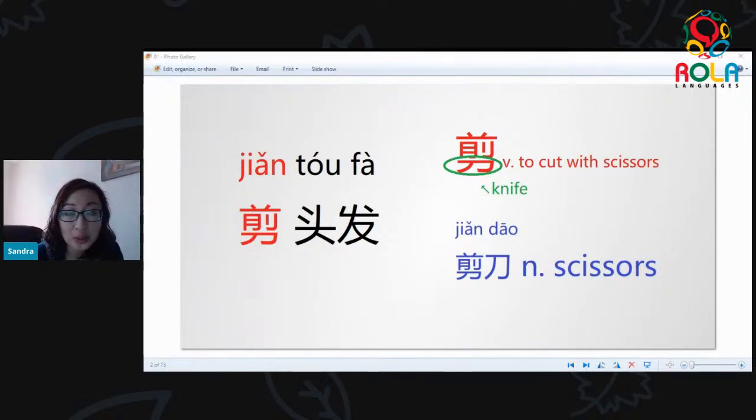Since we're learning the verb to cut with scissors, we might as well learn the noun for the tool we're using, which is scissors. For scissors, we have the word 剪刀. The 刀 part actually means knife. So if you want to learn the word knife, there you go, it's simply 刀. But for scissors, we have 剪刀.